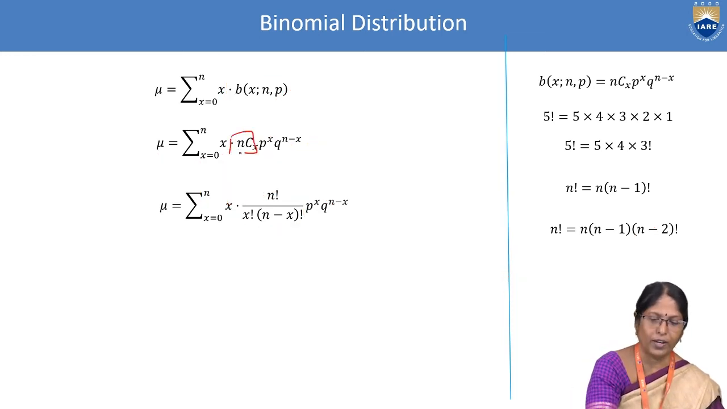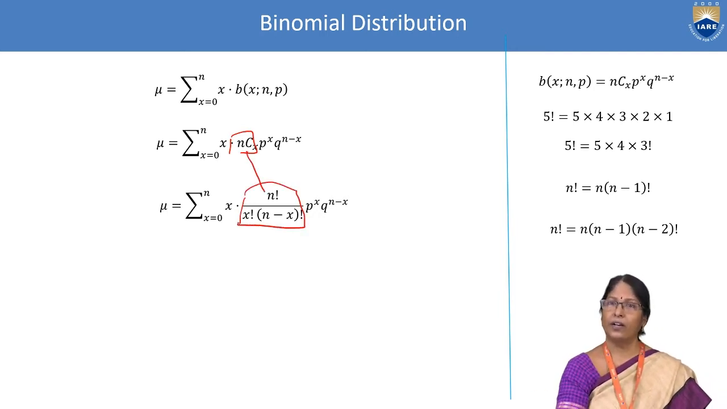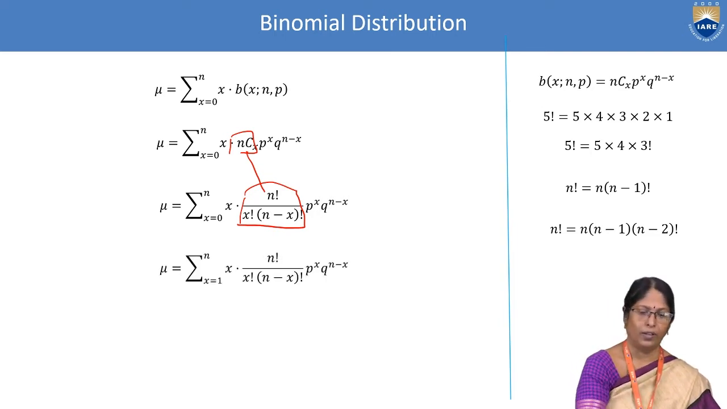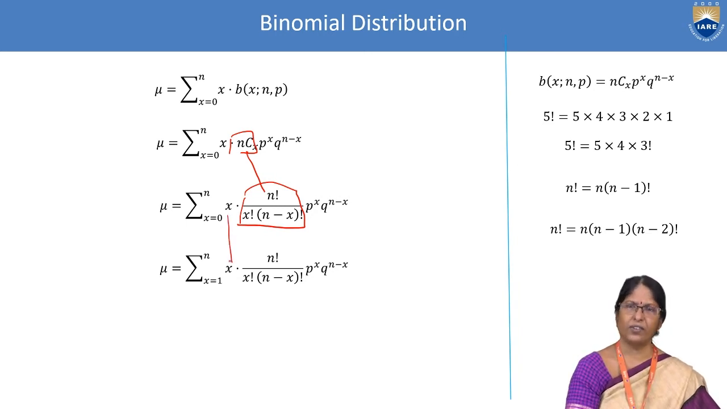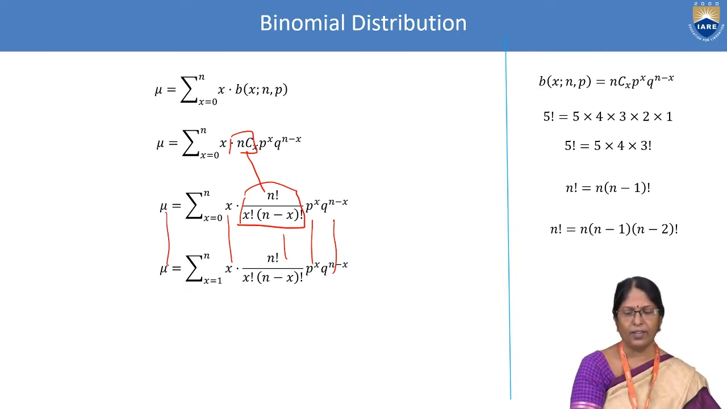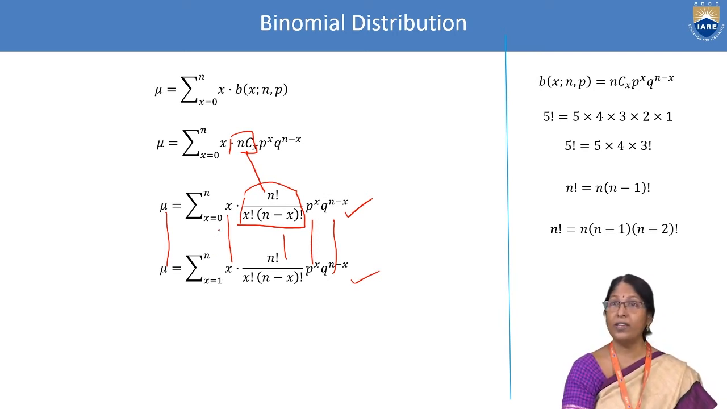So you can see it very clearly: we replaced nCx by n factorial by x factorial into n minus x factorial. The same, everything is written as it is. A small change we have done. That is, in the previous step x equals 0 to n, but in this step x equals 1 to n. Why did we neglect that 0? What is the reason for that?